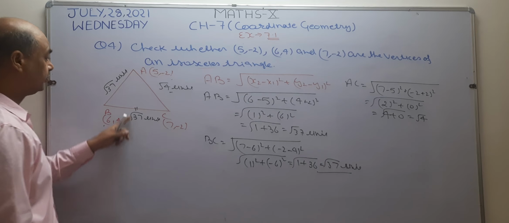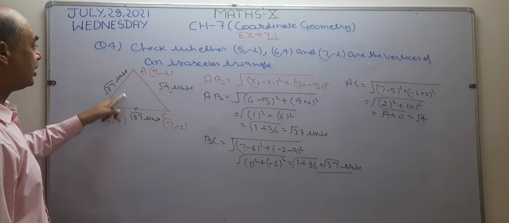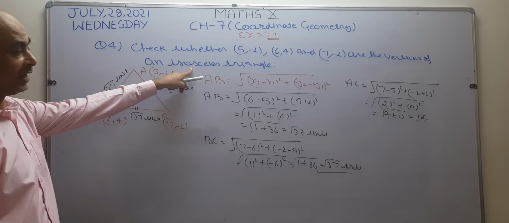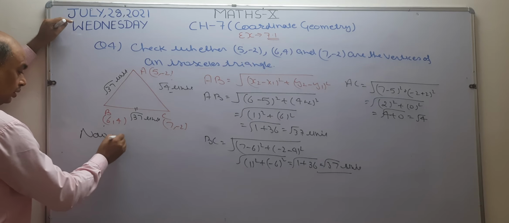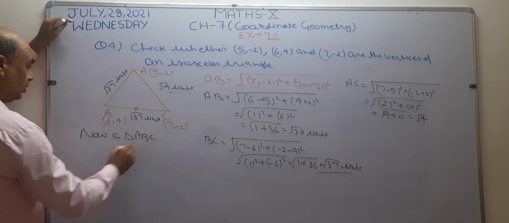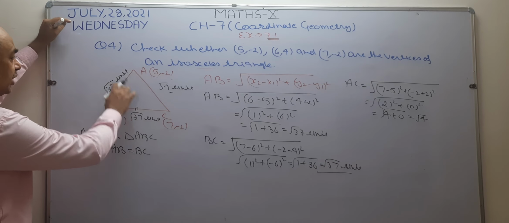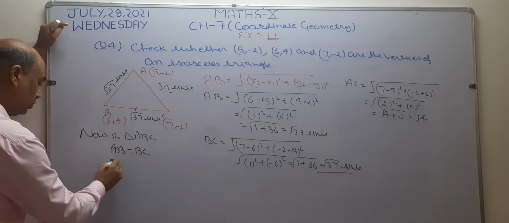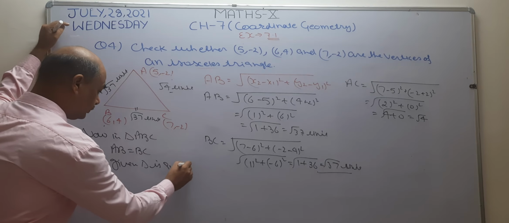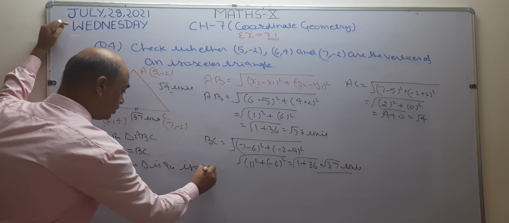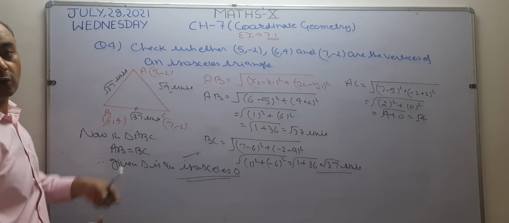Now in this question, see, these two sides are equal. And you know, a triangle having two sides equal is known as an isosceles triangle. So you write here: in triangle ABC, AB is equal to BC. Since these two sides are equal, therefore the given triangle is an isosceles triangle. So this is your answer. I hope it is clear now.